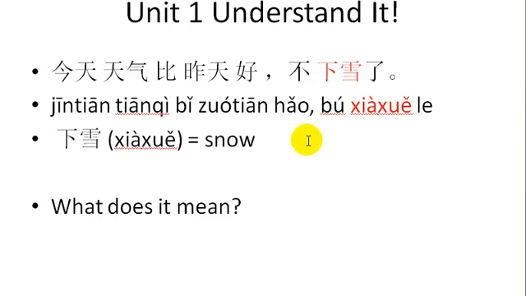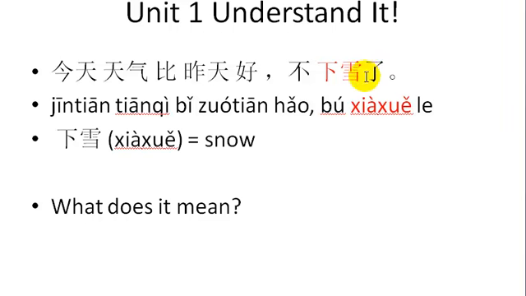Okay, so now we need to take a look at this 下雪. 下雪 means the snow. So you know 下 means to come down or fall down or go down. And 雪 means snow. And you can even see it kind of looks like snow in this character. So 下雪 together forms the verb to snow. Okay, so Gao Xiaoyin is saying that today is better than yesterday because it's not snowing, right? 今天天气比昨天好，不下雪了.